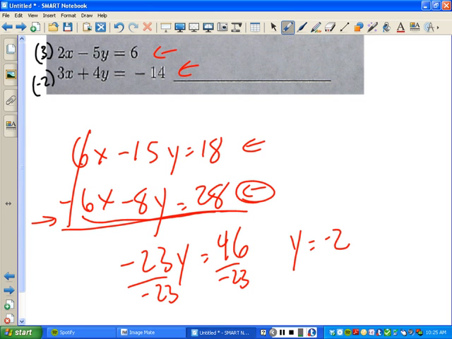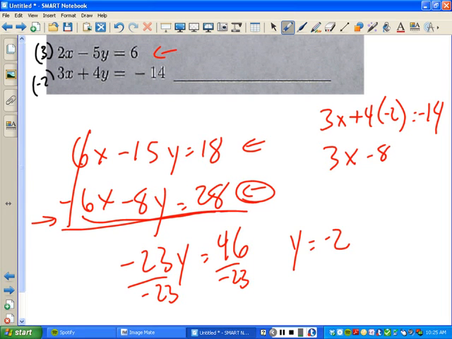Okay? I'm going to go back and I'll tell you which equation I'm going to use. I'm going to use this one. And there's a reason why I'm going to use it. 3x plus 4 times -2 equals -14. The reason why I'm using this one is because I don't like the minus signs. So I just tend to stick with anything that's plus. That's just me personally. I mess up minus signs all the time.